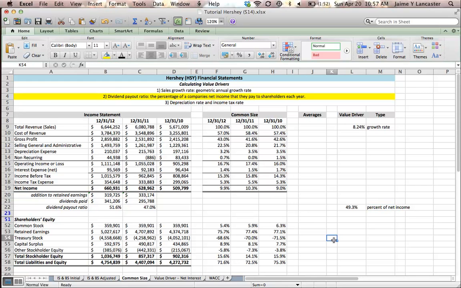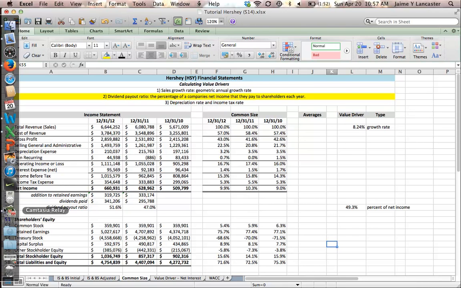And by knowing that, it's going to help us forecast dividends paid and how much we want to add to retained earnings in each year of our forecast period. Okay, happy calculating. Let me know if you have any questions.